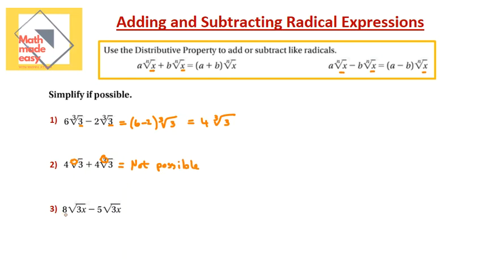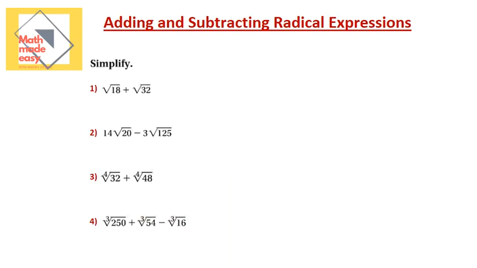For the last example we have here, 8 square root of 3x minus 5 square root of 3x. Although we have a variable, because they are exactly the same, we have the same radicand, we have the same index, I'm going to do 8 minus 5, which is 3 square root of 3x. Now this was a very easy group of questions. So let's look at our next group here.